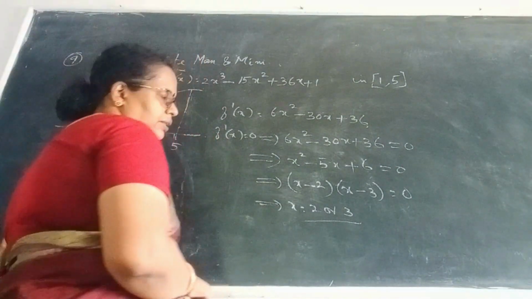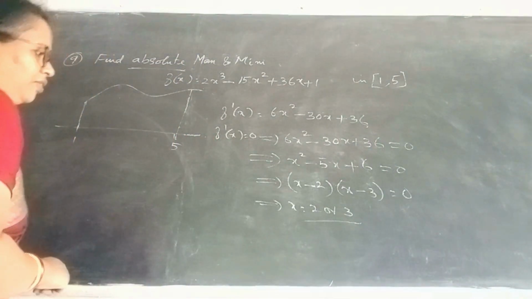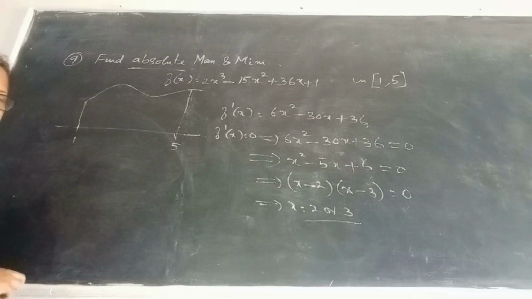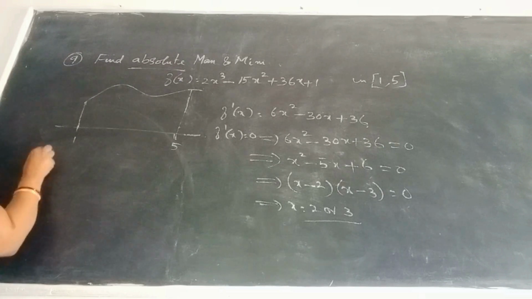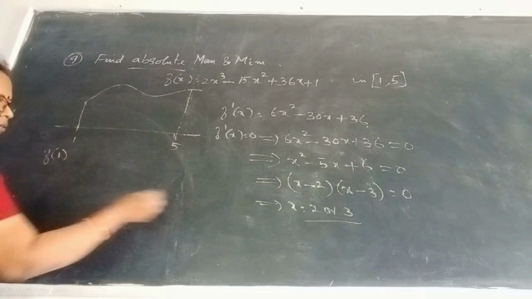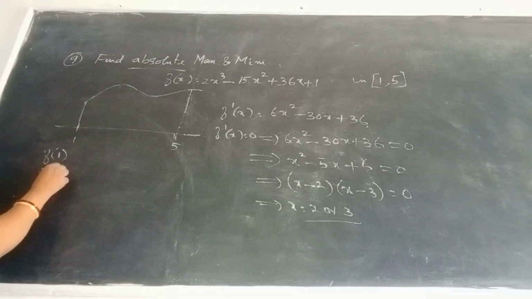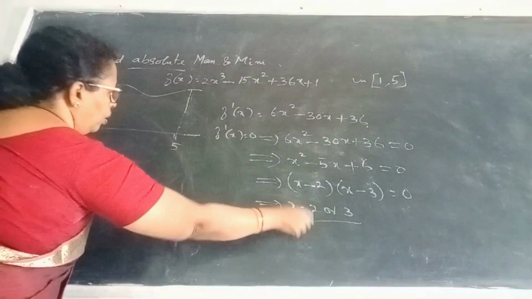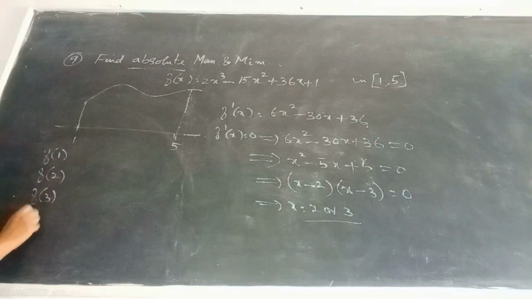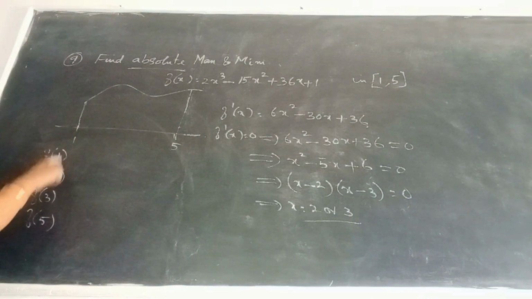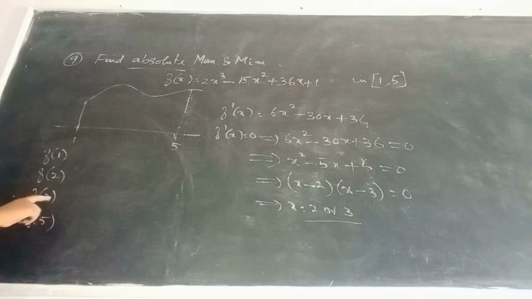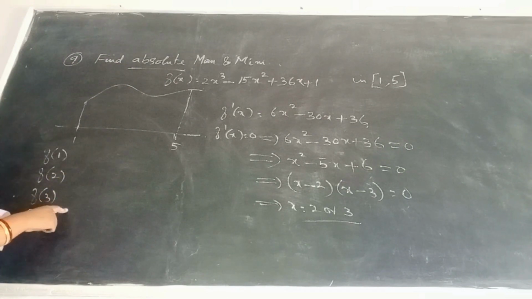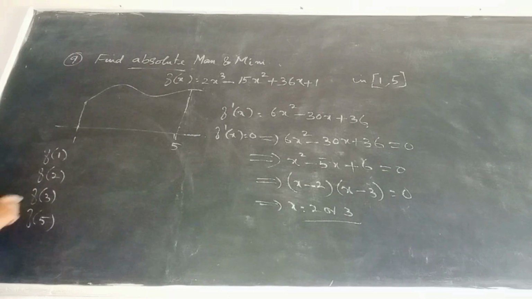Now how to check whether it is maximum or minimum? We have to check even at the endpoints. So f of 1 we will find, then f of 2, then f of 3, and then the endpoint f of 5. All these values we will find, and the maximum among them is the absolute maximum and the lowest among them is the absolute minimum.